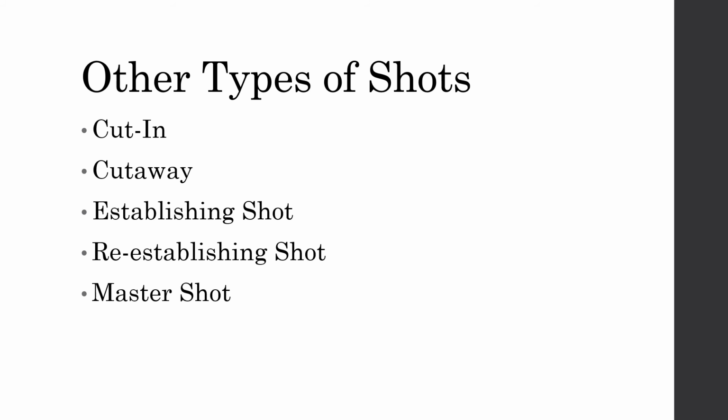Other types of shots you can consider are cut-ins, cutaways, establishing shot, re-establishing shot, and master shots. The main one I want to look at is the master shot. A master shot is a shot that you go back to often, similar to an establishing shot. So you could have two people talking. You would film from one person's perspective, then the other person, and then you could maybe cut to a master shot which has both people in the camera at once, and then you would cut between those three shots.